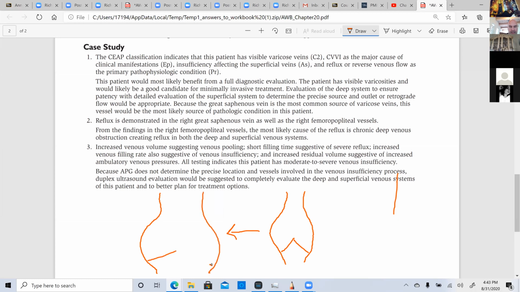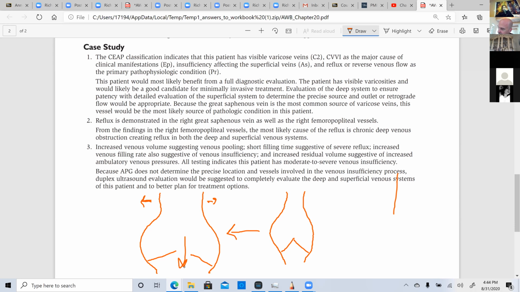where the valve leaflets simply don't reach. And so with chronic obstructive, what happens is that just the vessel gets bigger and bigger from all that pressure, the valve bulb gets bigger, and now the valves, in a sense, they're functional. They're functional, but they're so far apart that blood can go backwards through them.